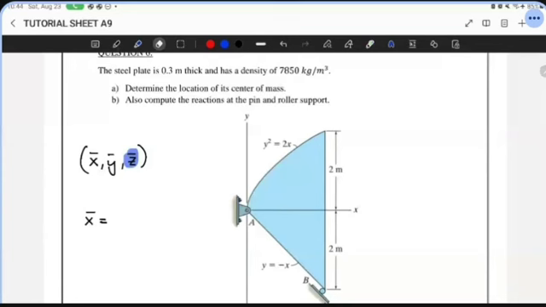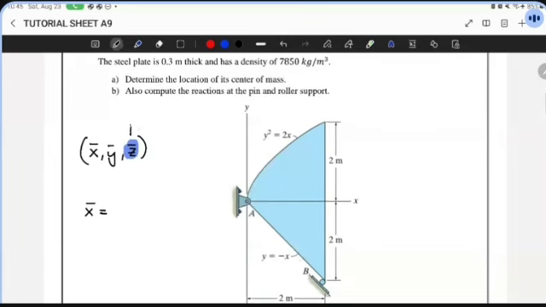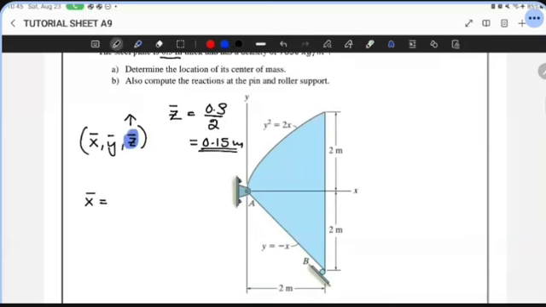Here we're assuming this is actually a volume because of the thickness being mentioned. But of course, to get z, it's just going to be halfway of the thickness. So that is not going to be a problem. The z bar is just going to be the thickness divided by 2. So this is going to be an easy 0.15. But we need to get x bar, comma y bar.